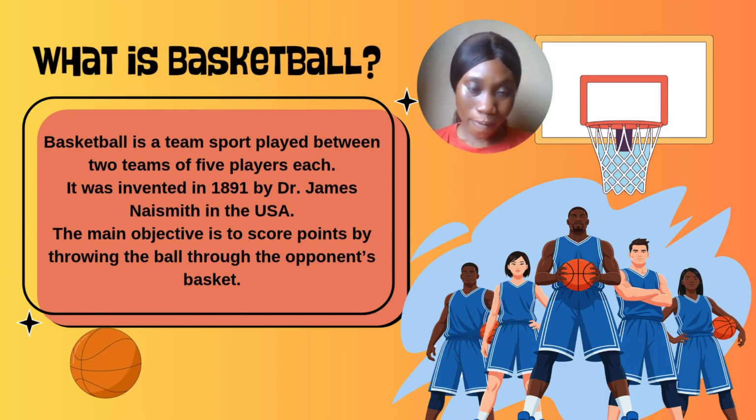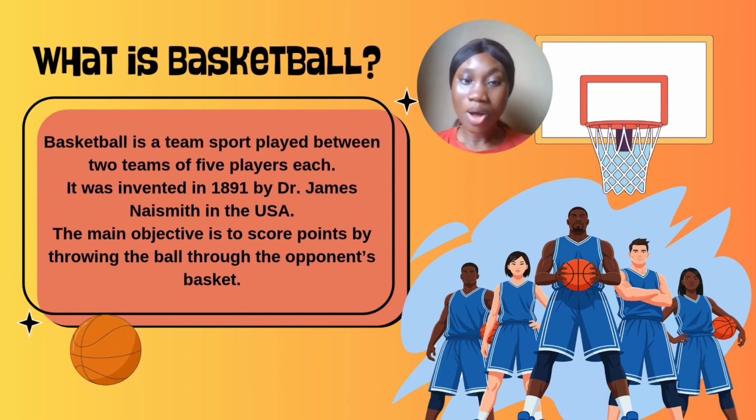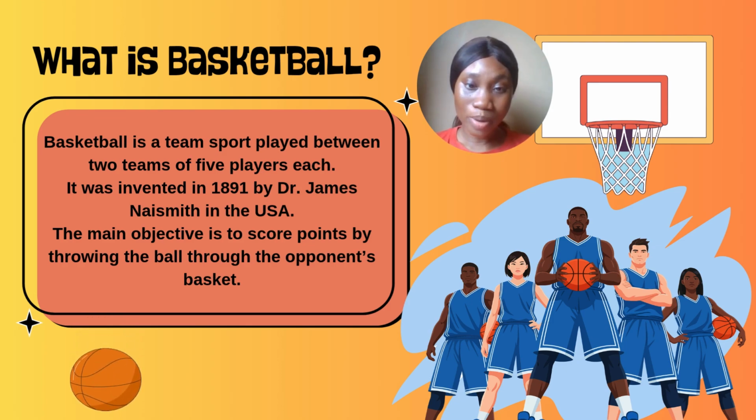So what is basketball? Basketball is a team sport that is played between two teams of five players each. That means you have two teams playing basketball, team A and team B. Team A should have five players, team B should have five players also.